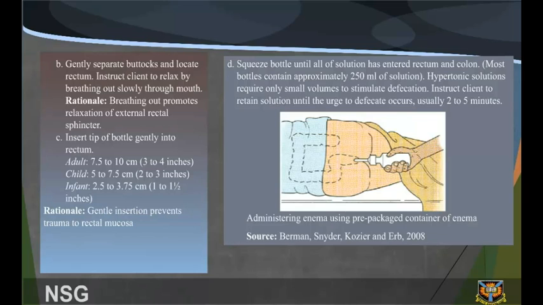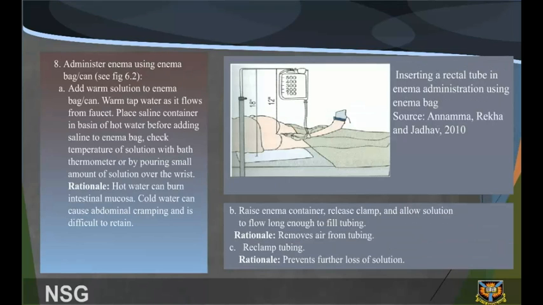Gentle insertion prevents trauma to rectal mucosa. Squeeze the bottle until all of the solution has entered the rectum and colon. Most bottles contain approximately 250 ml of solution. Hypertonic solutions require only small volumes to stimulate defecation. Instruct clients to retain the solution until the urge to defecate occurs, usually 2 to 5 minutes.